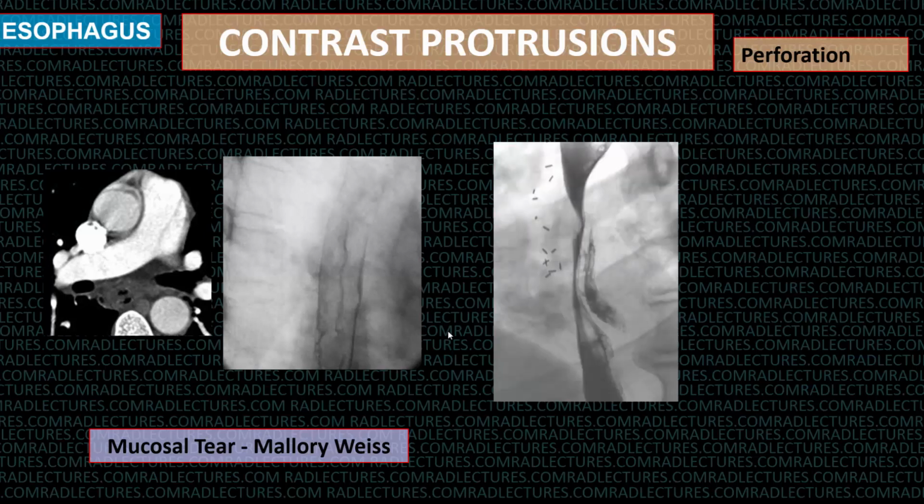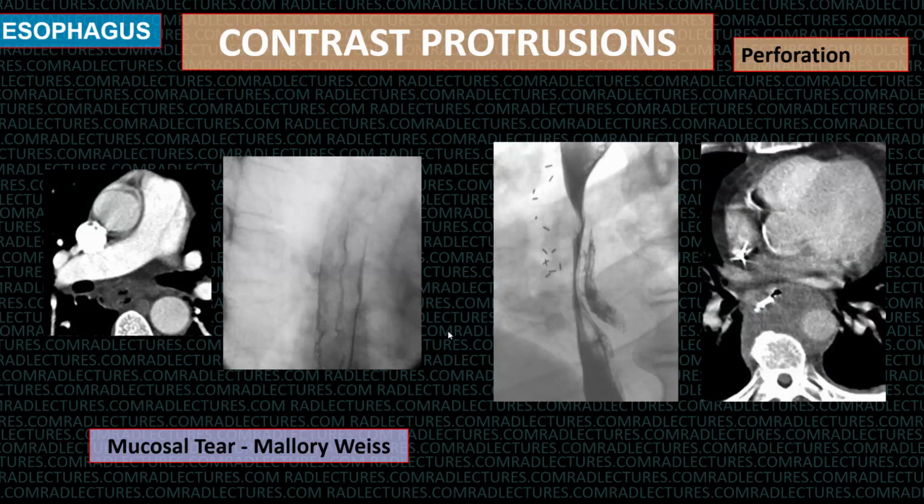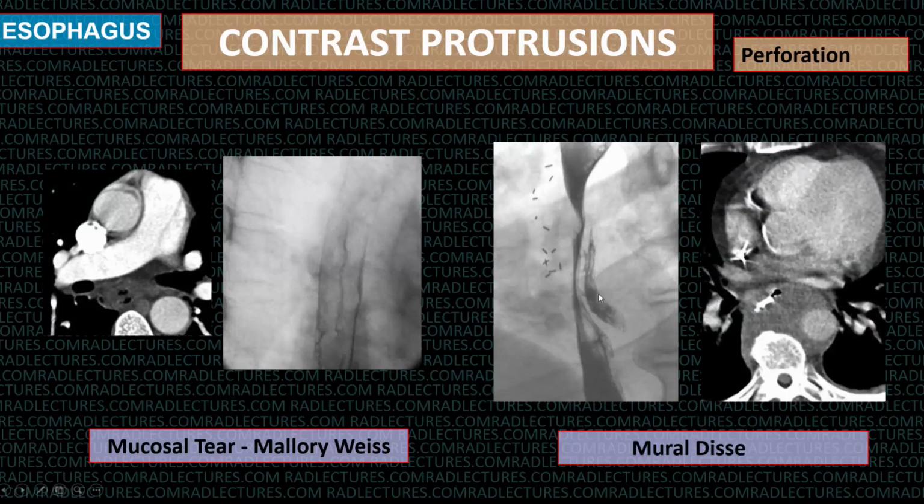But the second type of perforation is a mural dissection, which occurs when a false passage is formed by endoscopy, particularly if the patient has a stricture. This patient had bronchogenic carcinoma, was treated with radiation therapy, and developed a stricture. The gastroenterologist was doing endoscopy and caused a perforation. And that perforation can be seen here. You can see the contrast in the area of perforation, and there is a hematoma around the esophagus. So typical of mural dissection.